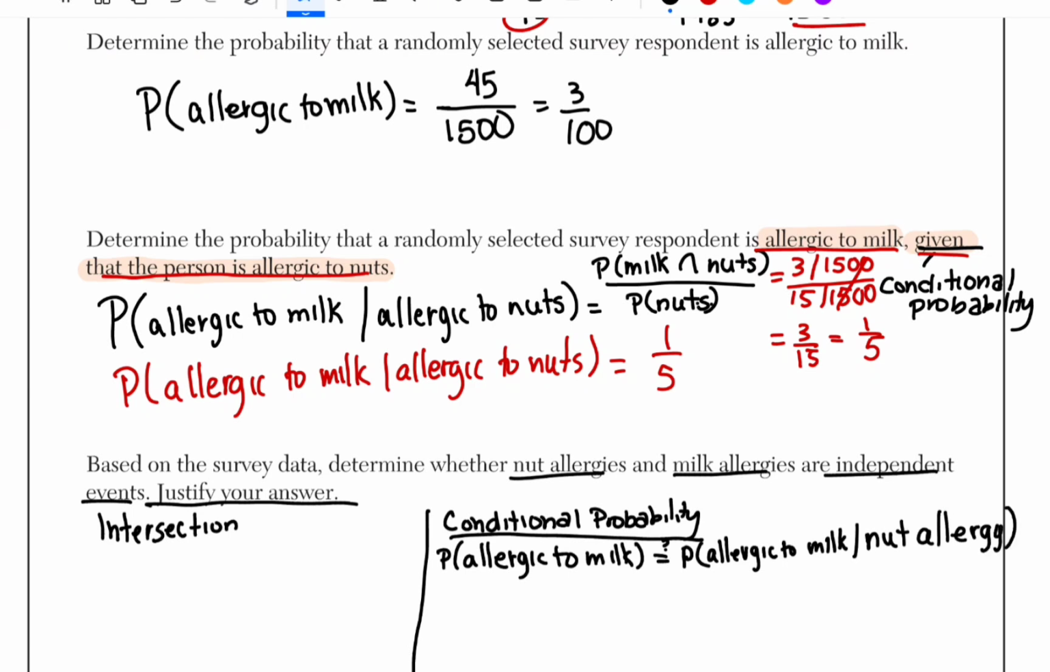So if we go back, we know that the probability of being allergic to milk is what? 3 over 100. And the probability of being allergic to milk, given that you're allergic to nuts, is 1/5. And we know that is not equal to each other. So because these two events are not equal to each other, they are not independent.